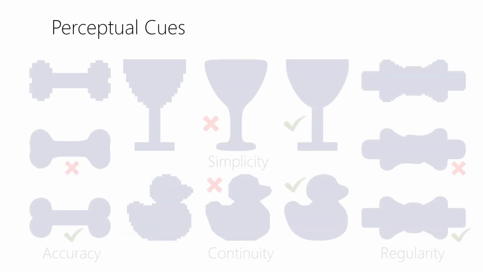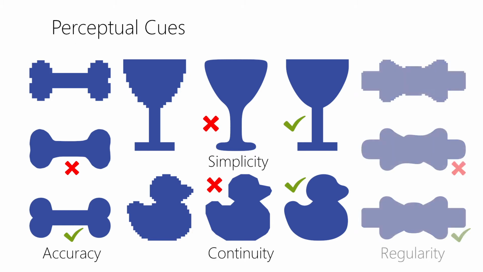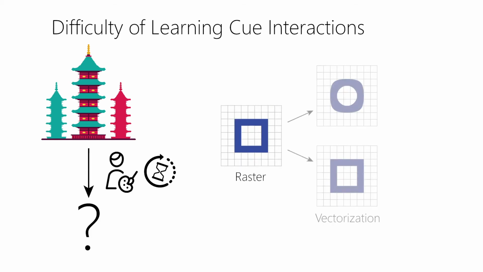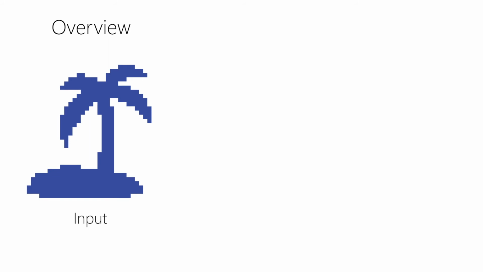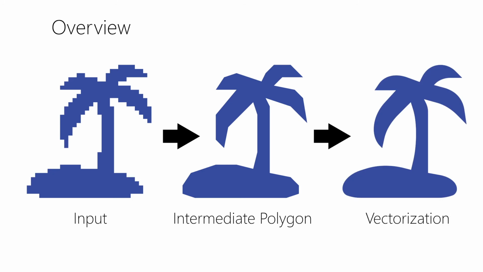Perception studies suggest 4 criteria that humans are likely to use during mental boundary vectorization: accuracy, simplicity, continuity, and regularity. However, they provide no guidance as to the exact interaction between them. Learning these interactions directly is problematic due to the large size of the solution space, and the difficulty in generating large-scale datasets of perceptually aligned input-output pairs. We compute the desired vectorizations by solving a simplified variant of the vectorization problem first, and then use this intermediate output to guide the rest of the computation.